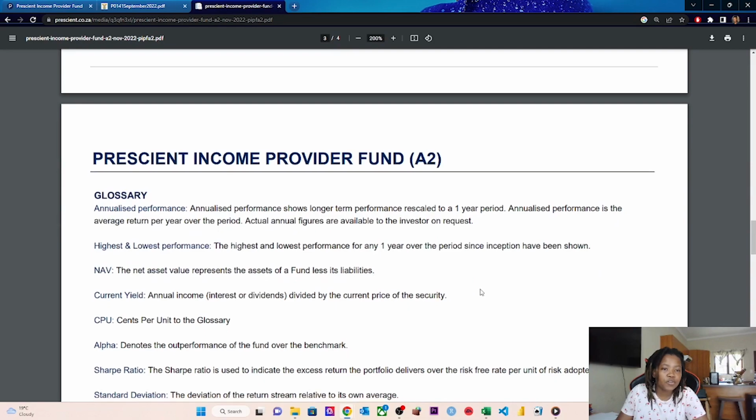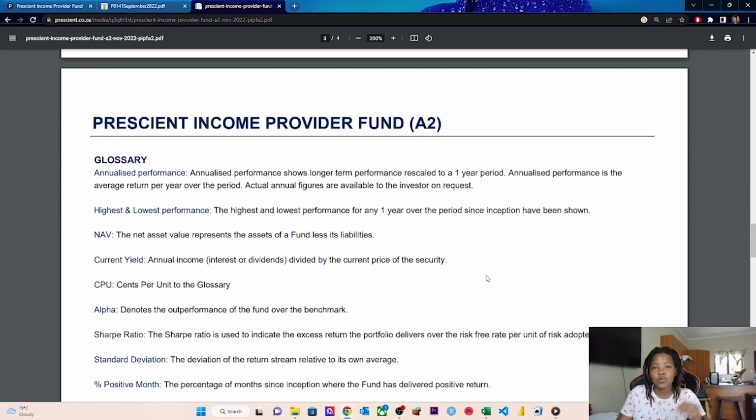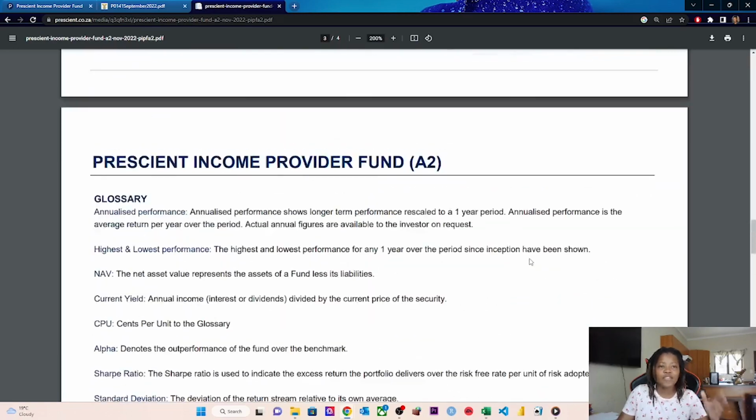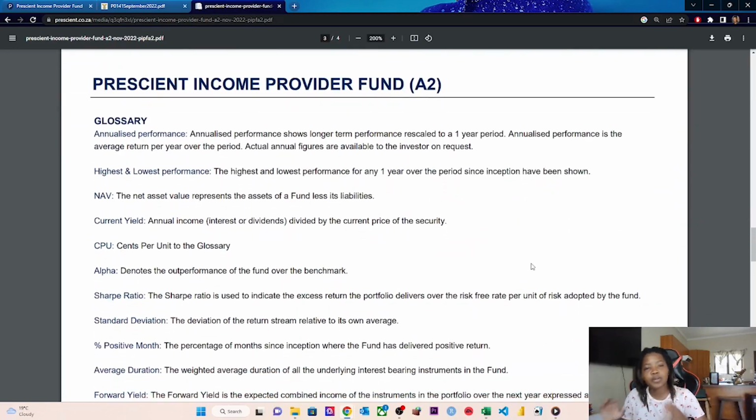Right, so I'm going to take you through the glossary at the end so that we have a better understanding of everything that was explained in here. And then I'm going to close off the video. And then this is the Prescient Income Provider Fund. You can chat to me about any other funds, fact sheets that you'd like me to look at, what you understood, what you didn't understand, and yeah.